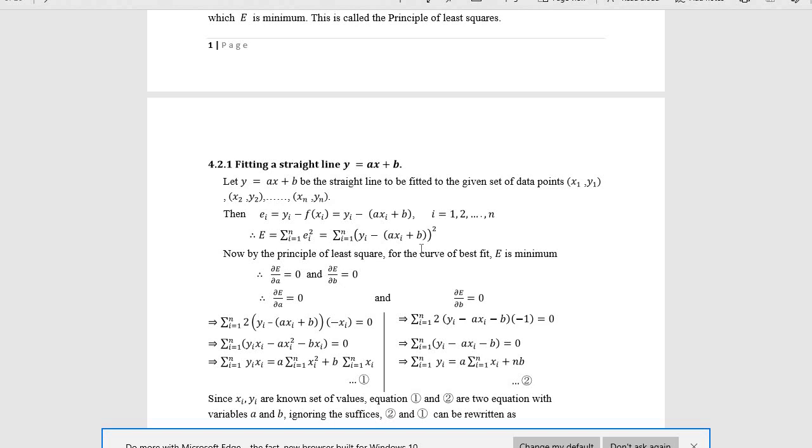How many parameters are there? a, b. In our choice, it is a straight line, so there are two parameters. Dou E by dou a is equal to 0. Dou E by dou b is equal to 0.